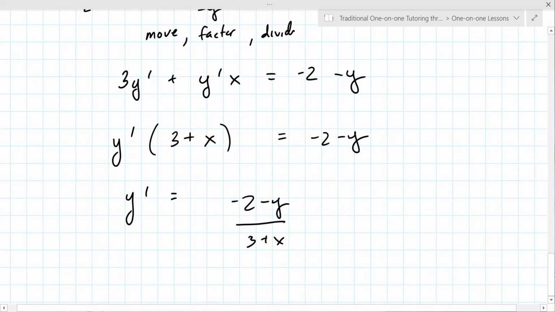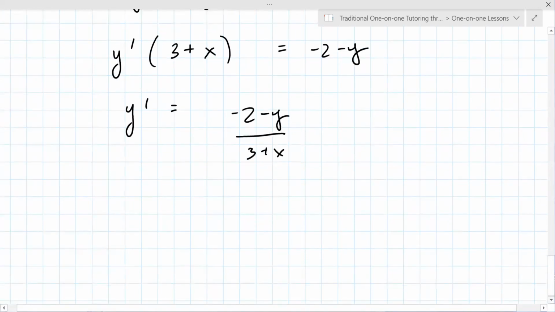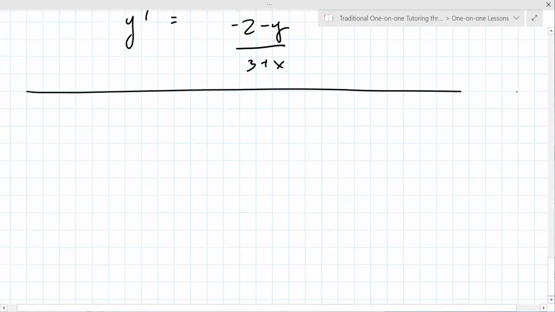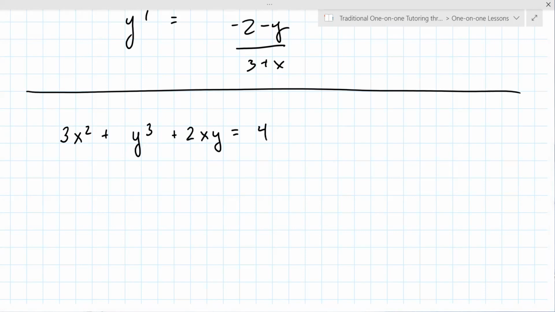So we should do at least one more of those. The product rule is what I think most students struggle with here, so I'll make sure to include that in a couple of these. Let's say it's 3x squared plus y cubed plus 2xy equals 4. Give that a try. Just the first line, and then I'd like to check with you.